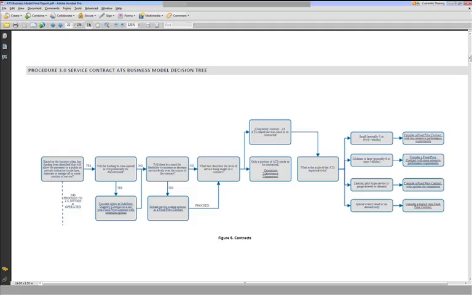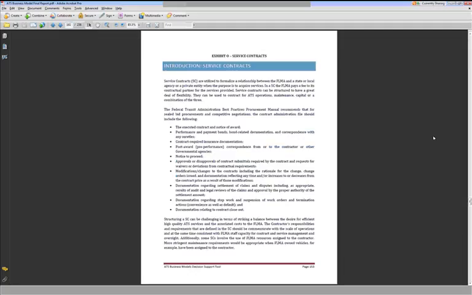Here's a service contract decision-making process where we've got language very similar to concessions contracts, but this is geared more heavily towards performance, costing service, and a number of other items you see listed here. I'm going to revert back.